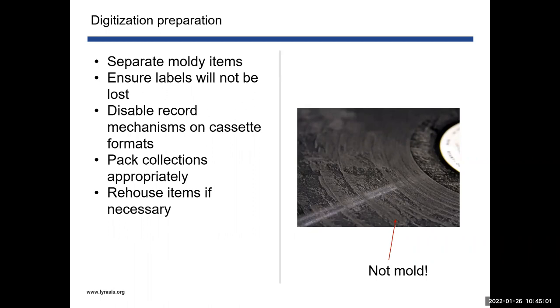Collections then need to be packed appropriately. So usually that means packing them in a box and adding some foam or paper or bubble wrap or other insulating materials around that box and then inside of another box. So a box within a box approach is usually good to insulate them both from changes in temperature and relative humidity and any dropping that happens. And then rehouse items if necessary, based on what we talked about yesterday, if that original housing is totally broken and the original item needs protection, or if the original item is moldy.